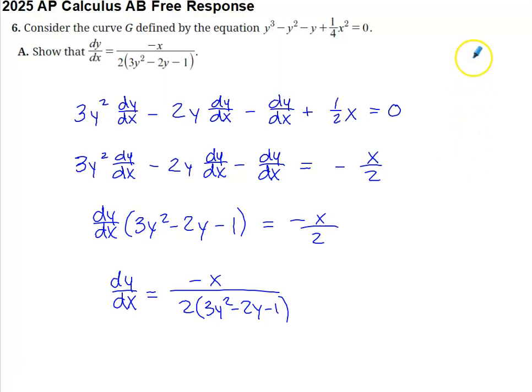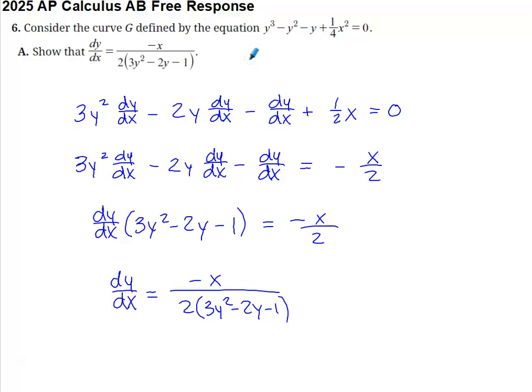This is the last question from the 2025 AP Calc AB free response set. It's a no calculator question that gives us a curve G defined by this implicit equation. In part A, we're asked to show that the derivative of y with respect to x for this equation is equal to the fraction that they provide us with.